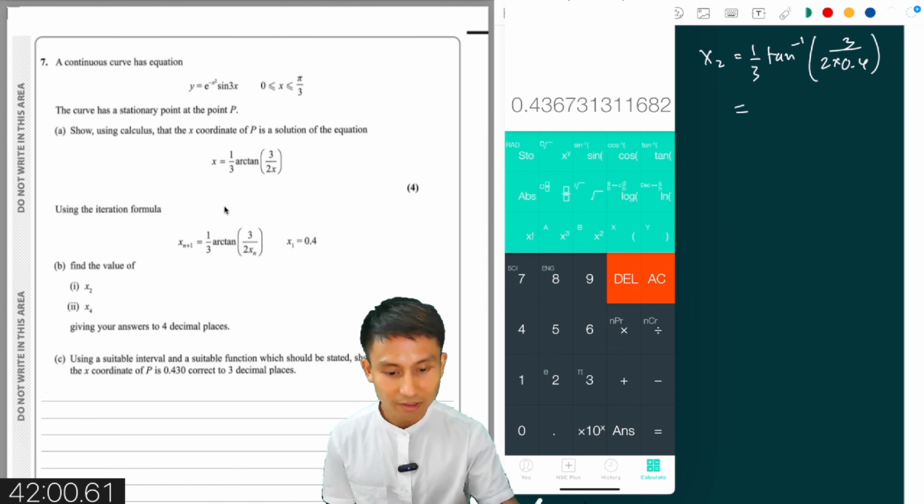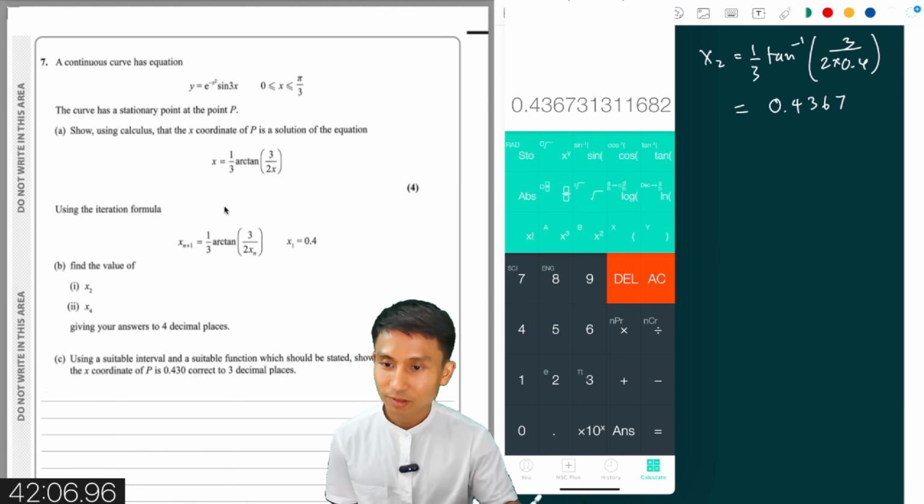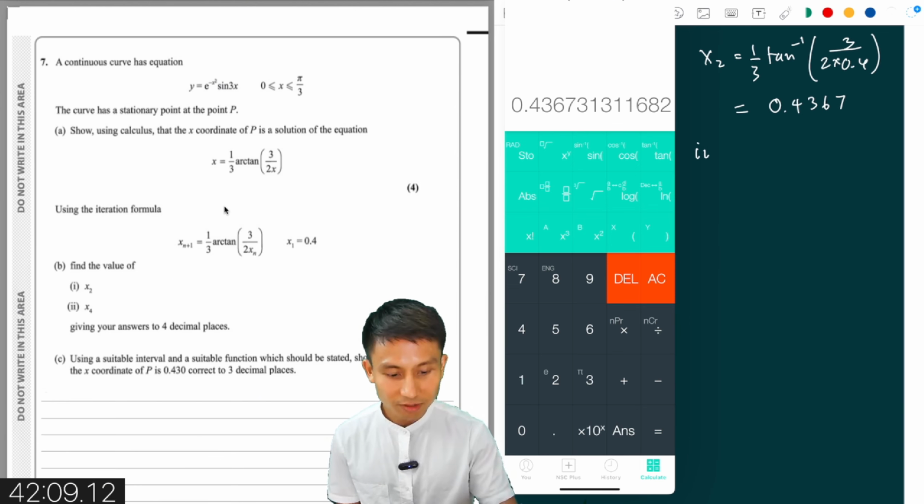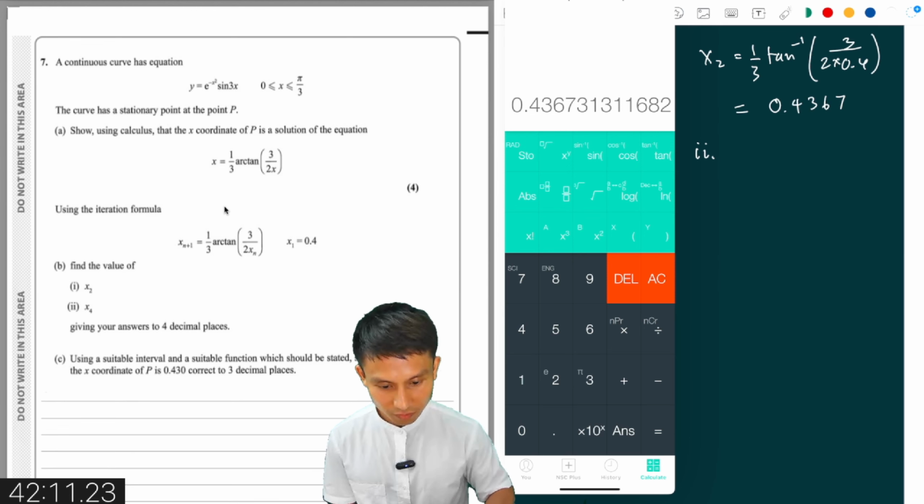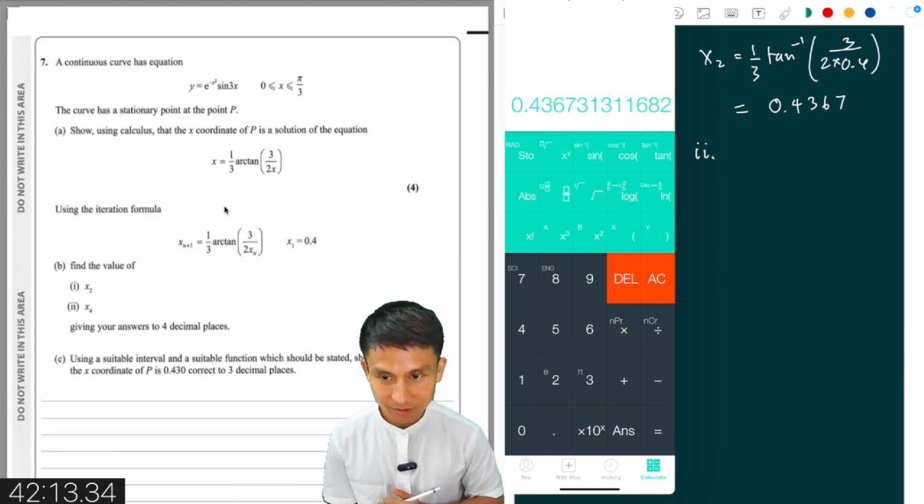Just for some working there. So this is 0.4367, 4 decimal places, right? And then for the second one, if you press enter once, wait, hang on, was it the same one?